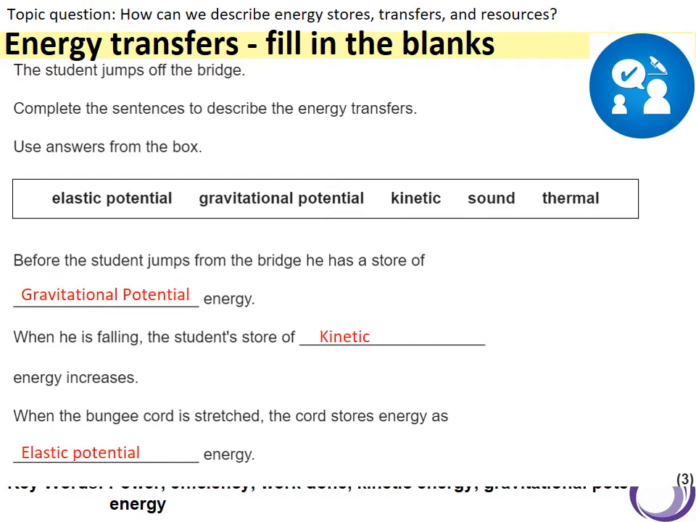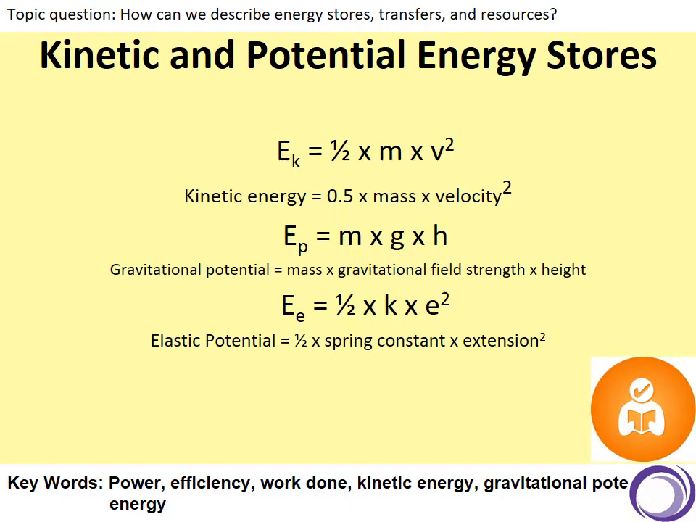So here are your answers. You should have got that from the bridge they have a store of gravitational potential energy. When they are falling, the student's store of kinetic energy increases, and then the cord would store that energy as elastic potential energy. So now here's a bit of a recap to your kinetic and potential energy stores and equations.